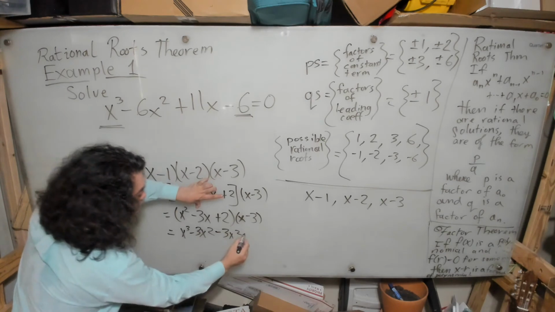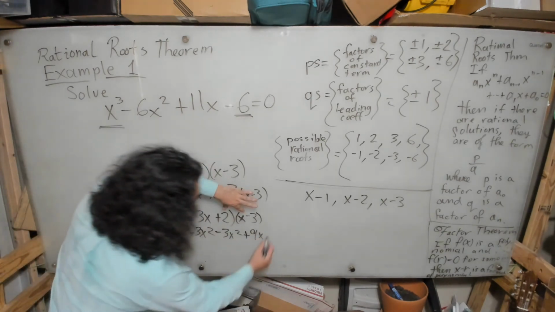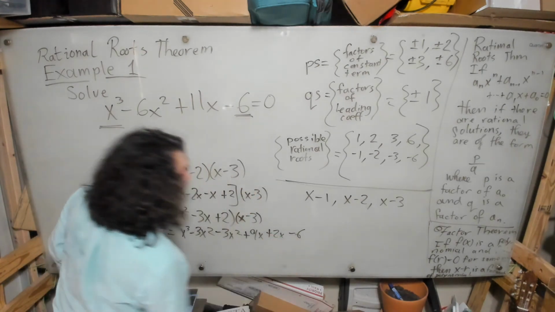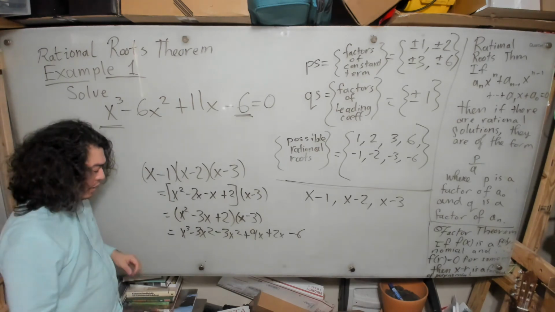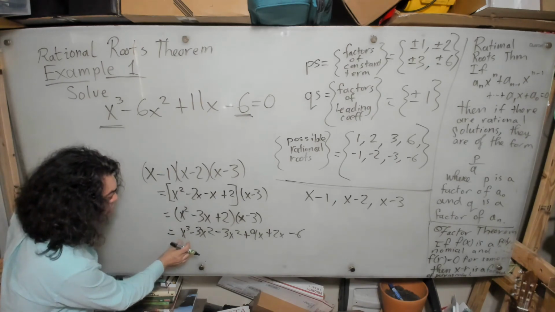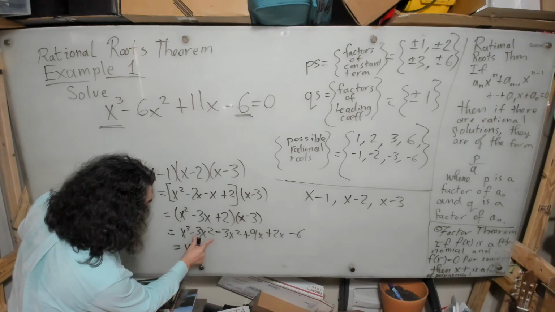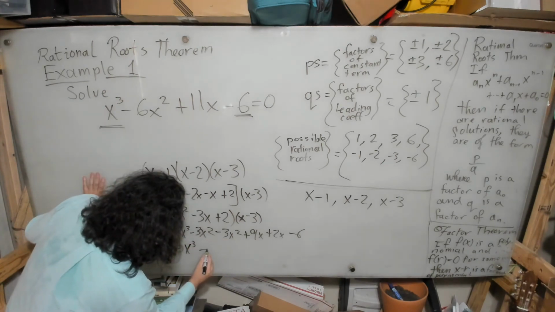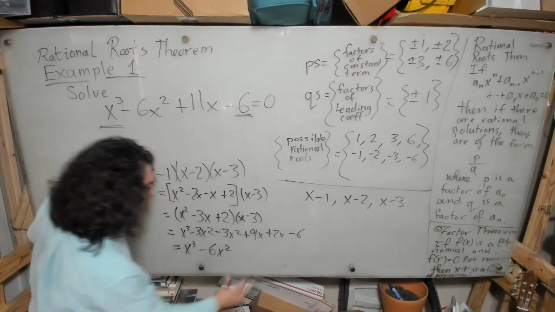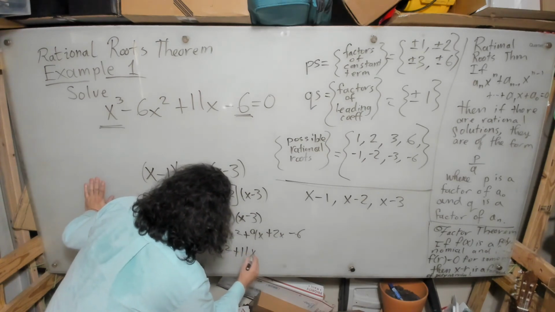Negative 3x times negative 3 is plus 9x. Okay. Positive 2 times x is plus 2x. And then positive 2 times negative 3 is minus 6. And so now I'm in a position to combine like terms. Okay. Are there any cubic terms besides this one? No, so I can just bring this one down. Okay. There is this square term and this square term, which gives me minus 6x squared. Okay. There's these two x terms. 9x plus 2x is plus 11x, and then there's the minus 6.